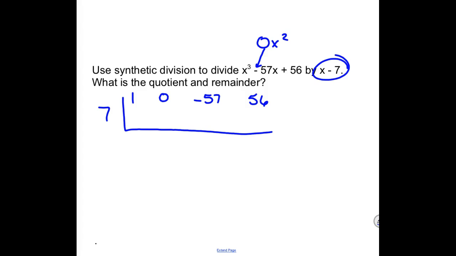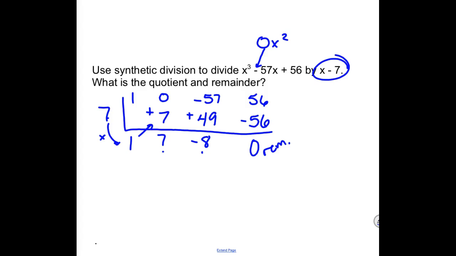Okay? Our process again, we start by bringing down our very first number, and then we multiply. 7 times 1 is 7. Our answer goes in the next column. And then we add. Adding down gets me a 7. Multiplying. 7 times 7 is 49. What do we get when we add? Negative 57 plus 49. Negative 8. All right? Multiplying. 7 times negative 8. And what do we end up with? 0. What is that? That position, the last number is the remainder. We have a remainder of 0.